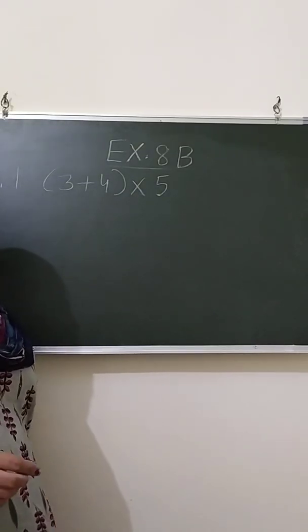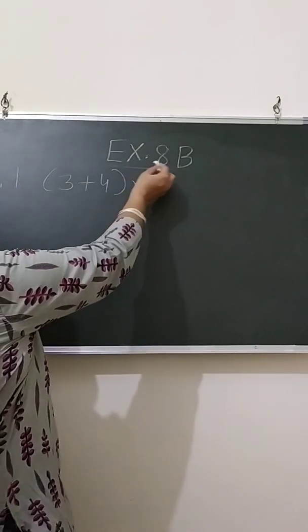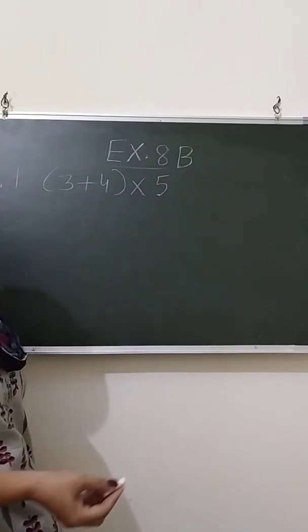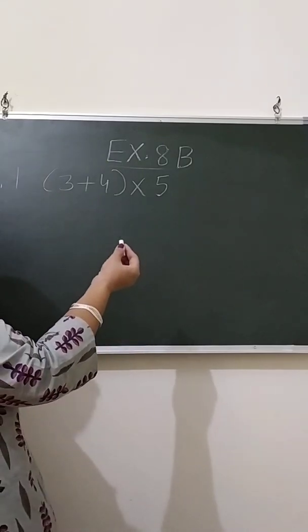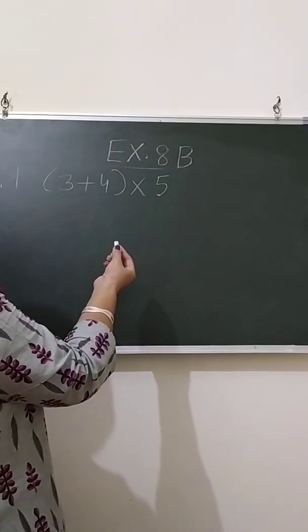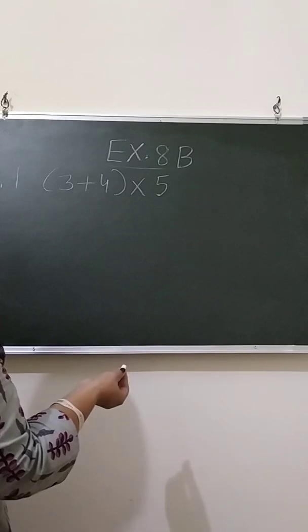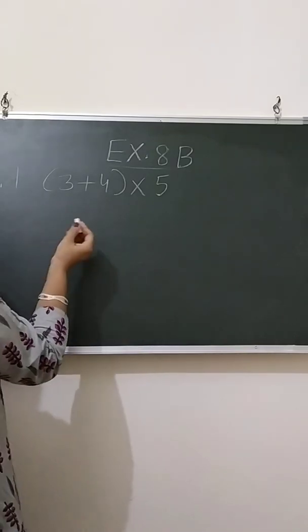In this video, I am going to discuss exercise 8B of chapter 8, simplification. Here in this exercise, we will apply the method of BODMAS that we discussed earlier in exercise 8A. So let us start with the first question.